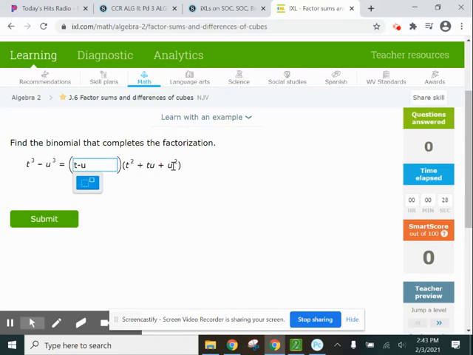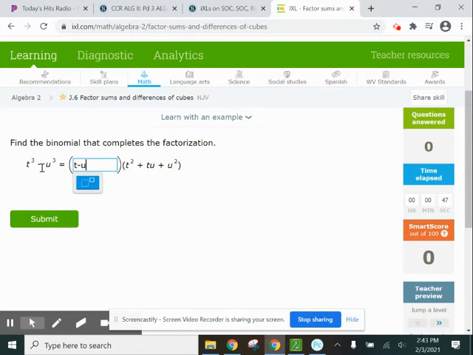The second set of parentheses is built from the first set. You always square the first term, that goes first. Multiply the 2 terms together, ignoring the sign, that goes in the middle. And then the last term in the second set of parentheses is squaring the last term. If there's a number there, you'd have to square that as well.